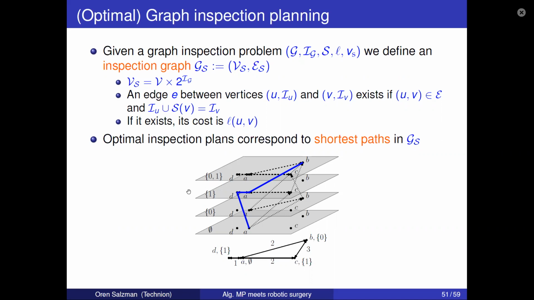Again, a question to you guys. How do we solve the inspection planning problem given this inspection graph? The answer is on the slide, but you need to not lose me completely to be able to see it.